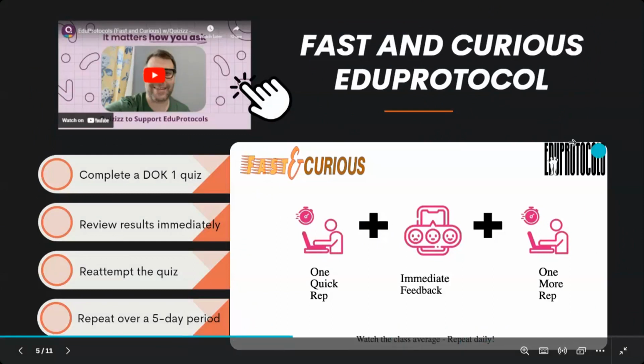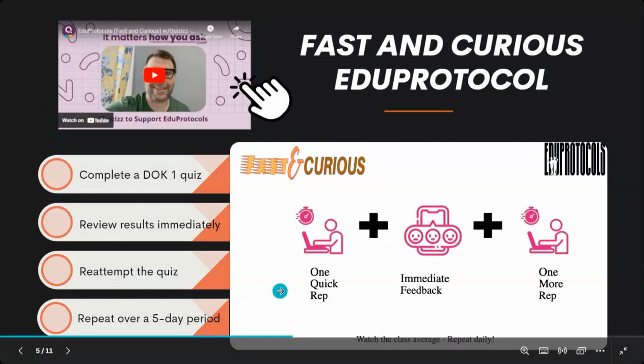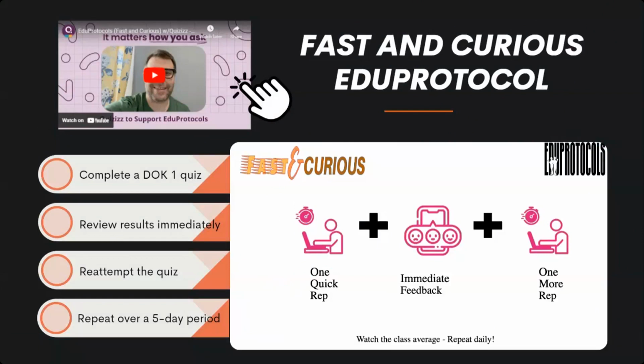If you go to their website, they have free templates from some of their books, and they also have a great Facebook community. They share a lot of videos, and they share their own templates and lesson plans with you. But with Fast and Curious, the idea is that you do one quick rep, then immediate feedback, and then you have the students do another rep. So it's kind of like practice, right?